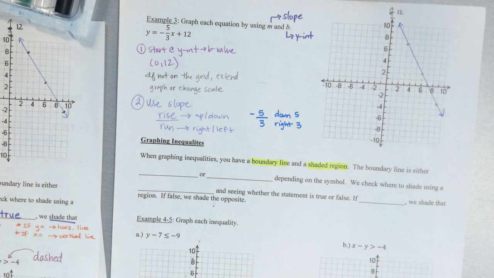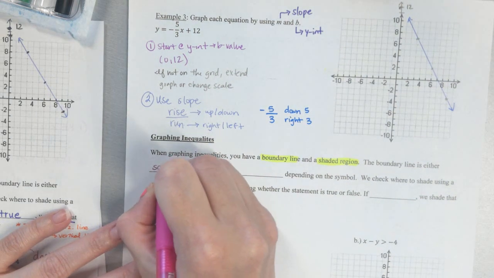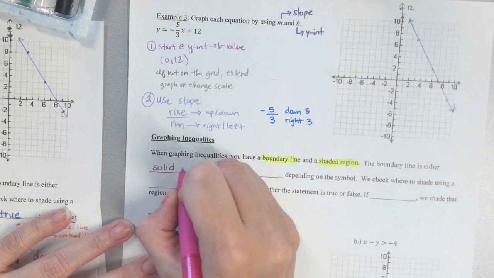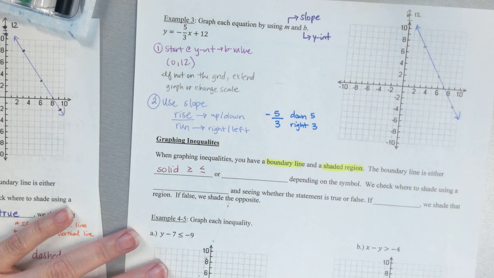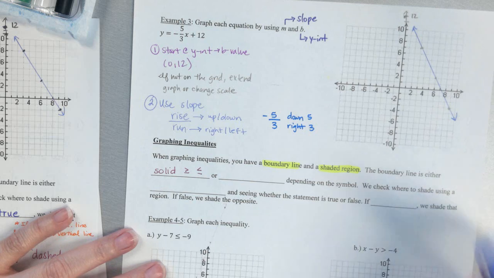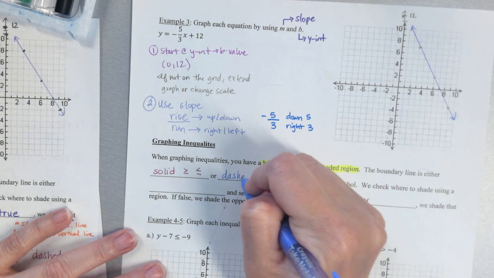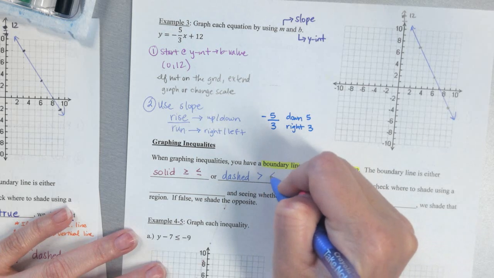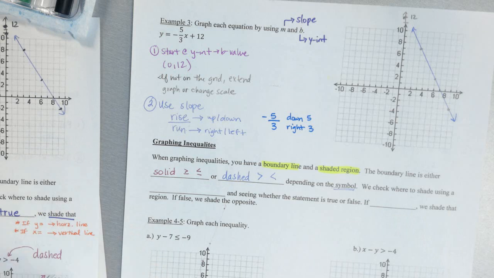Okay, so if it's the open, it's going to be the dashed line. If it's closed, it'll be solid. Okay, so if it's the solid closed, that's when you have the equal to symbols. Okay, and then the dash line is when you just have the greater than or less than. So greater than or less than. So it always depends on what symbol you have.